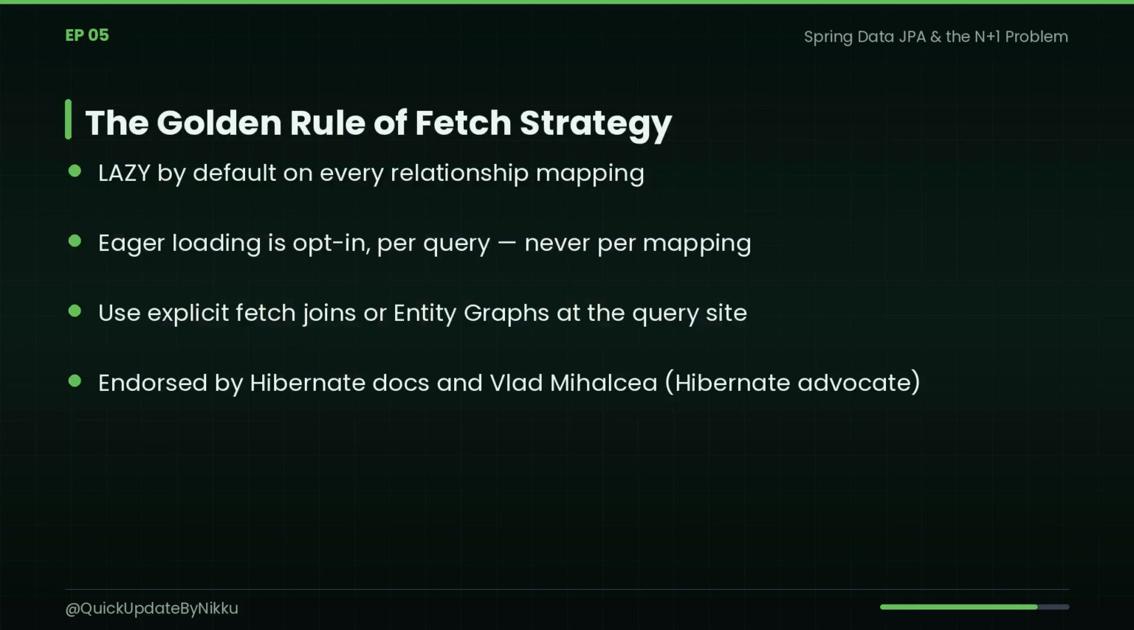This is the thesis worth writing down. Lazy by default, eager by choice, per query, not per mapping. This is the guidance in the Hibernate documentation, and the position Vlad Mihalcea has argued extensively. Declaring eager on the mapping is a global override that removes your ability to ever skip that join, a cost you pay on every single query for the lifetime of the application.